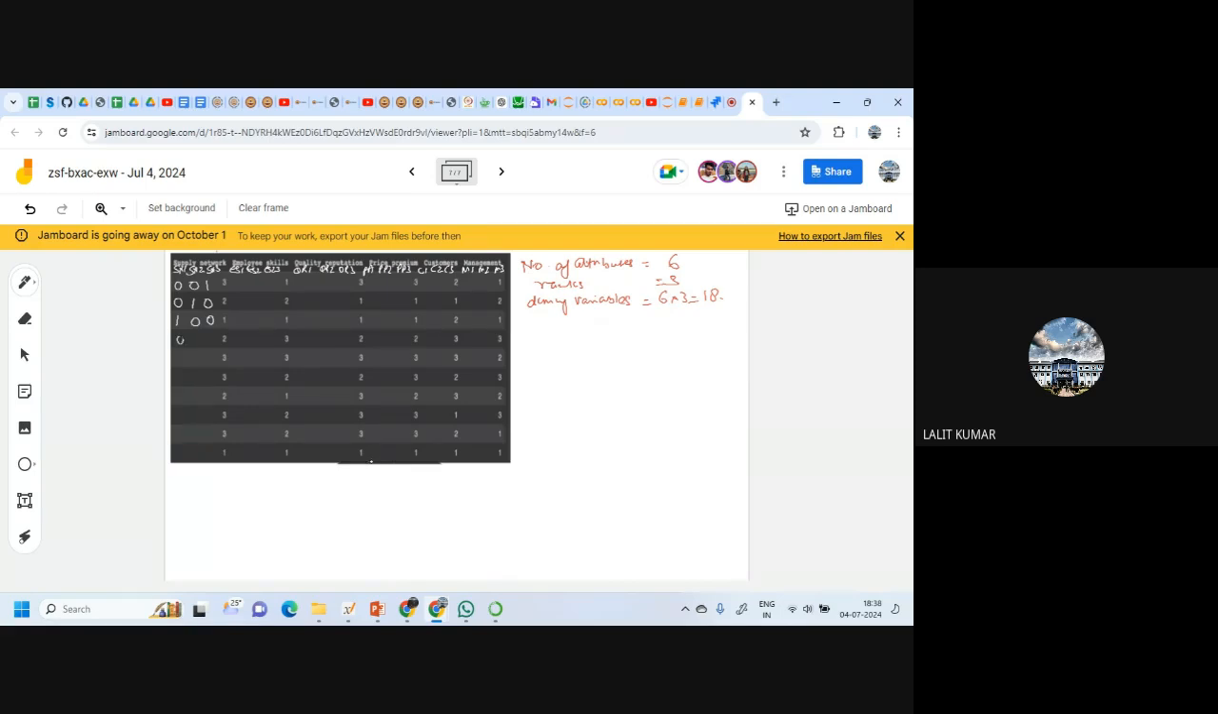This I can write as 0, 1, 0, 0, 0, 1, 0, 0, 1, 0, 1, 0, 0, 0, 1, 0, 0, 1, 1, 0, 0. Similarly, this 1 I can write as 1, 0, 0, 0, 1, 0.